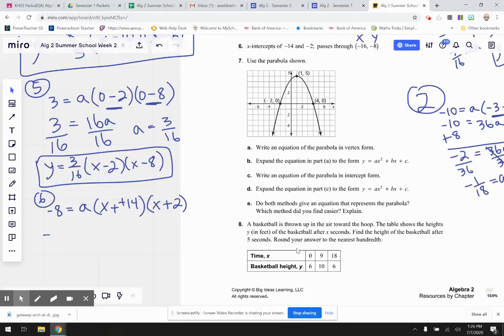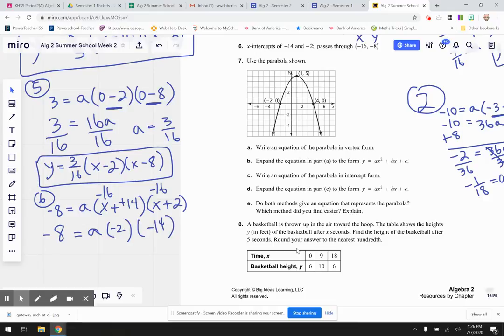So you get negative 8 equals a. Oh, I forgot the x number. My bad. Negative 16 was my x. I was putting x in the equation. So negative 16 plus 14 is going to be negative 2, and negative 16 plus 2 is going to be negative 14.